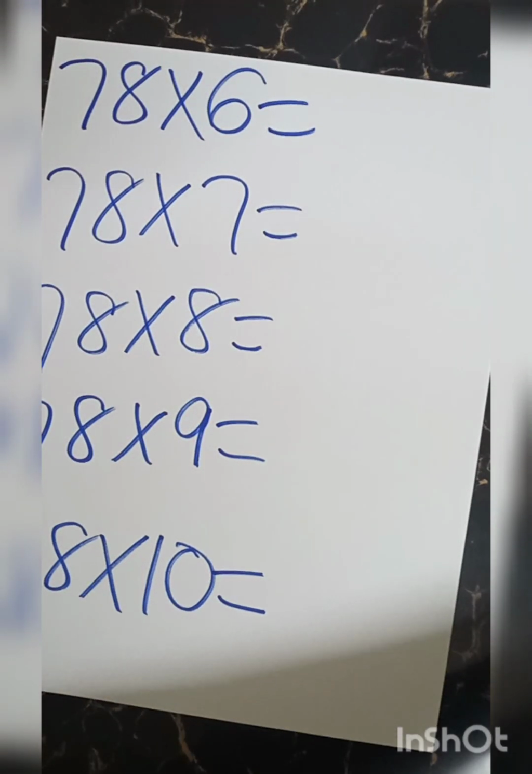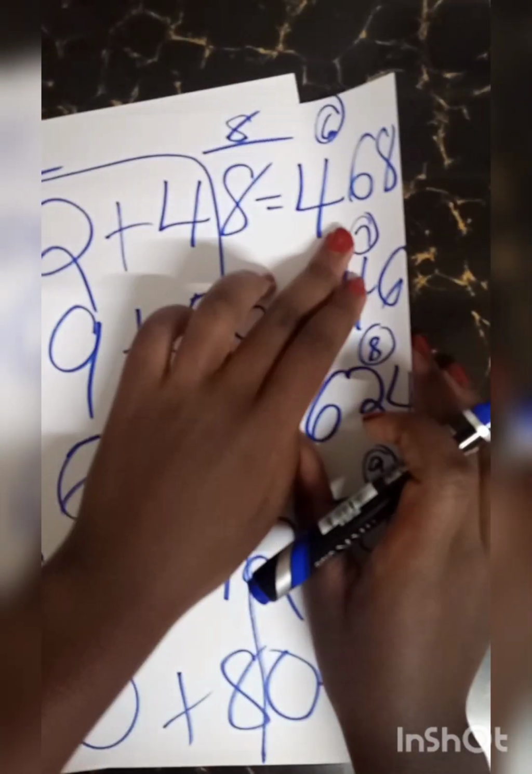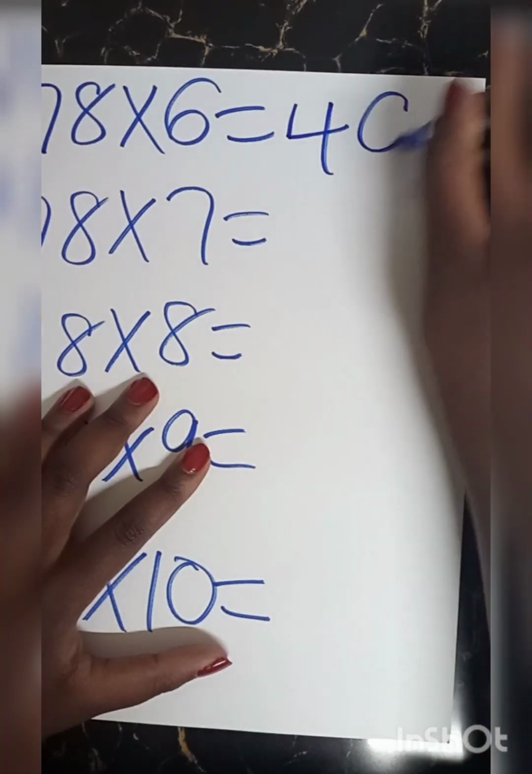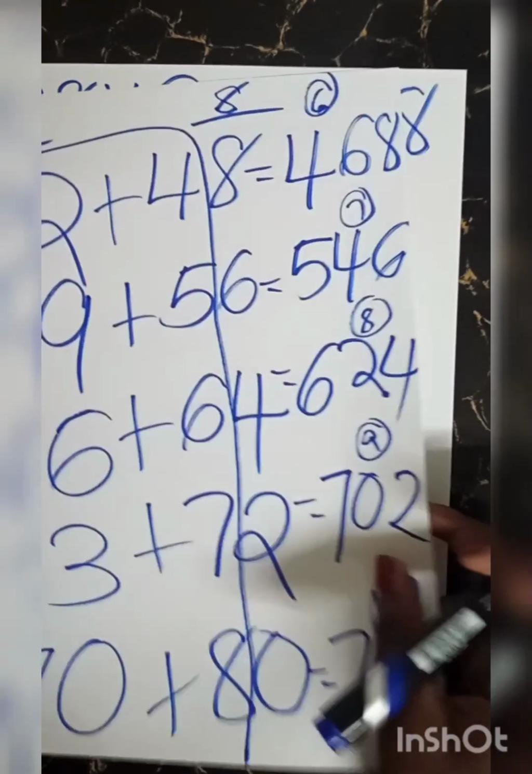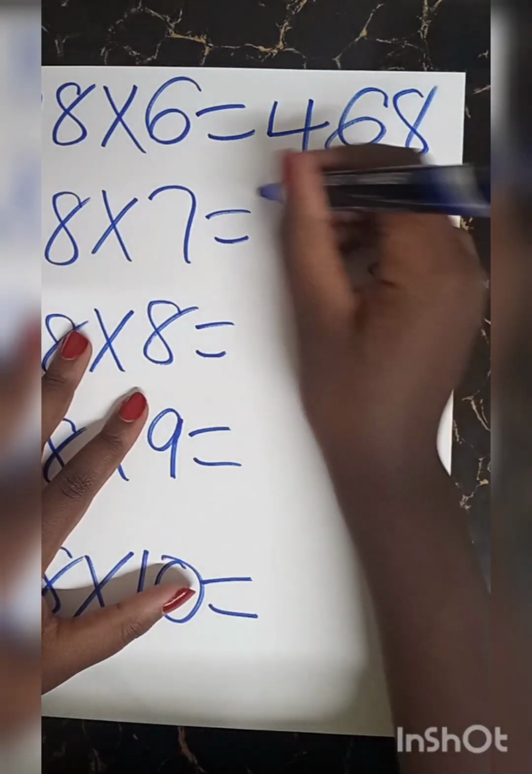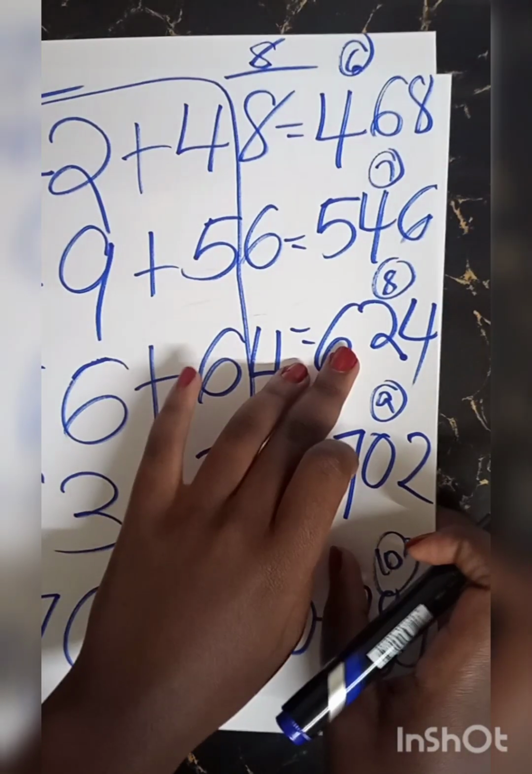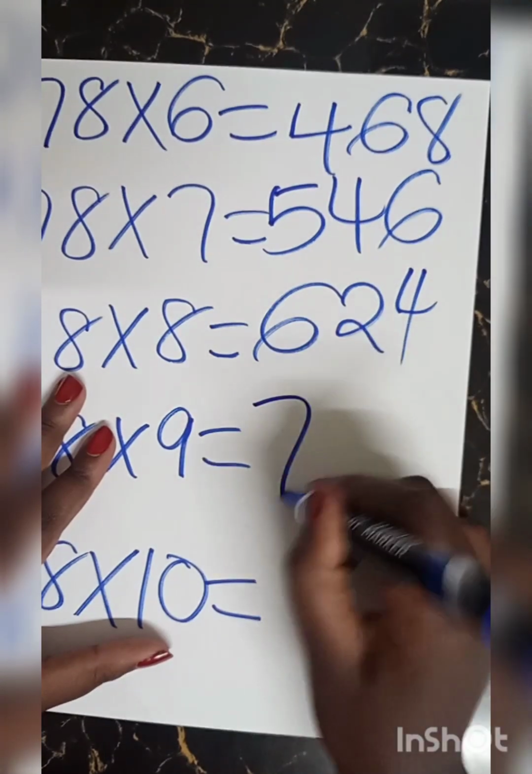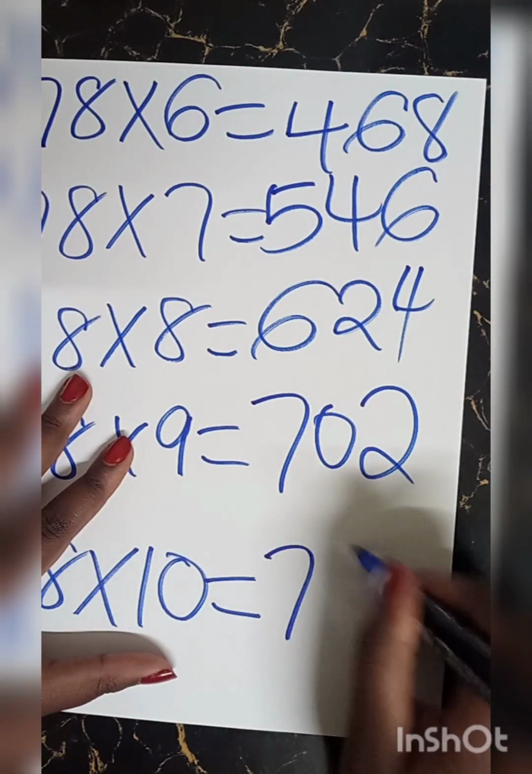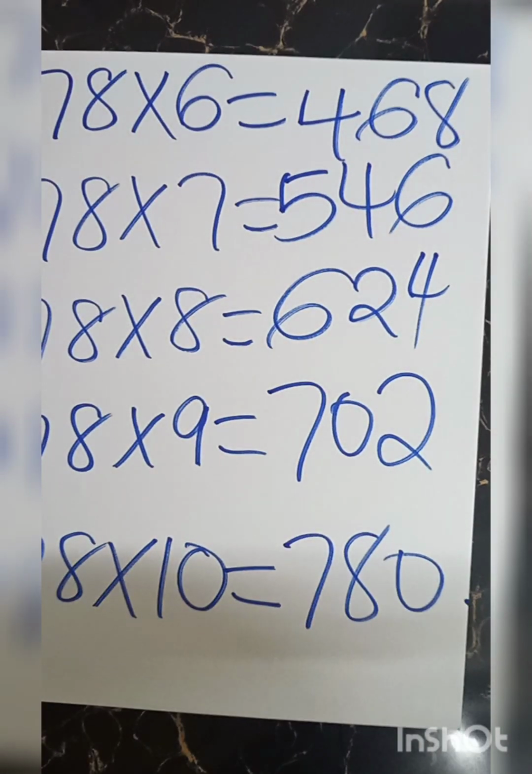78 times 6, what is that? Yeah, it is. 78 times 6 is 468. 78 times 7 is 546. 78 times 8 is 624. 78 times 9 is 702. And 78 times 10 is 780. Are we together? And just like that, you have your table 78.